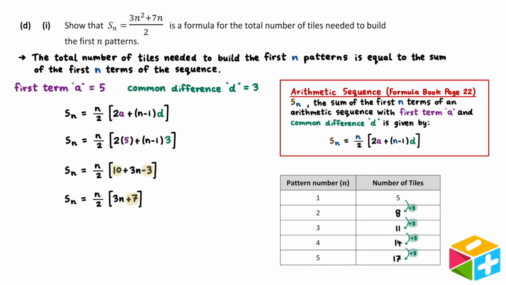Now, we can combine the number terms inside the square brackets. 10 minus 3 is 7. Here, we have a fraction being multiplied by a term. In a fraction, above the line represents multiplication and below the line represents division. Since we're multiplying by 3n plus 7, we can write this all as one fraction where the 3n plus 7 comes in above the line.